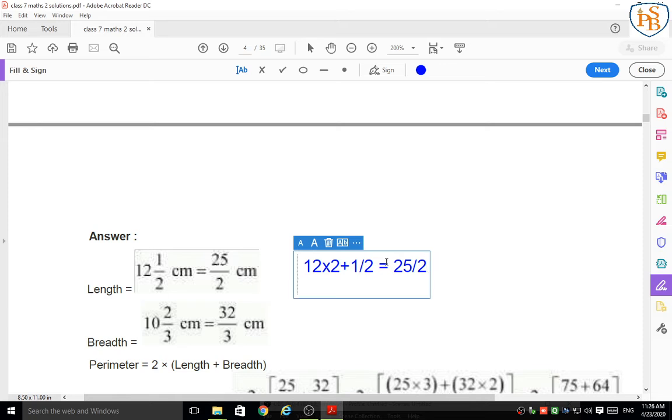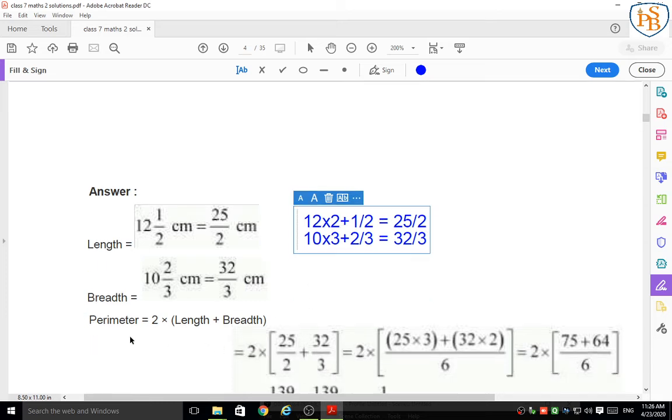What about the other? That is 10 and 2 upon 3. So I have to multiply here 10 into 3 plus the numerator value, that is 2 upon 3. So I get here the answer: 10 3s are 30 plus 2, that is 32 upon 3. Okay, so my formula of perimeter of rectangle is 2 into length plus breadth.